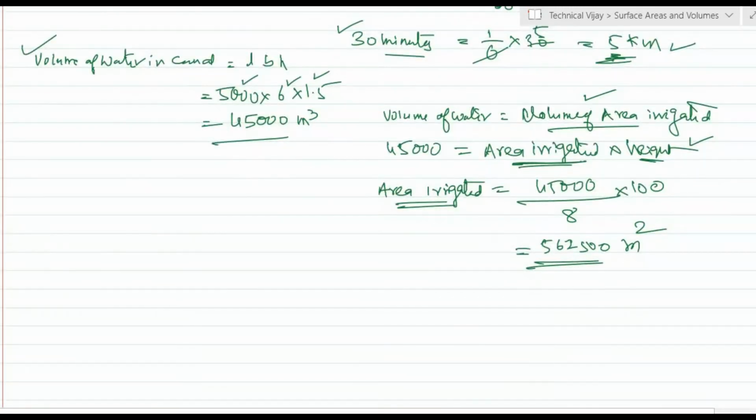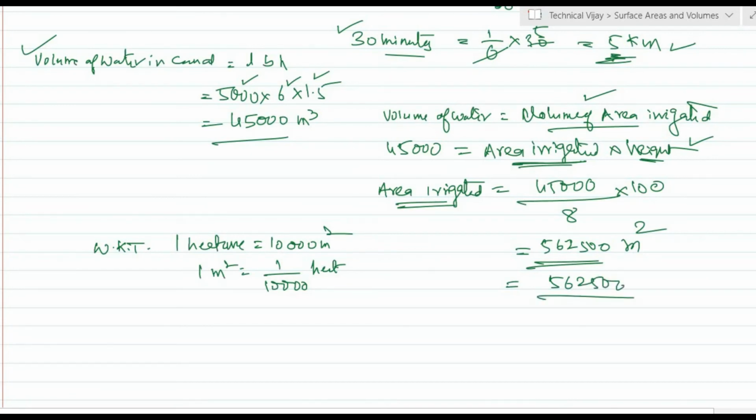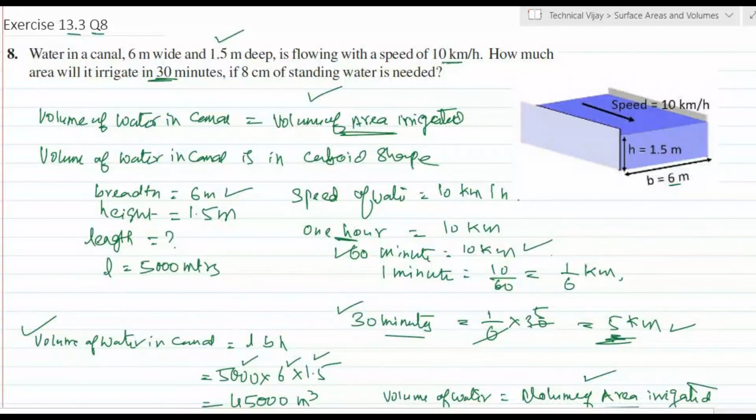So this can be converted into hectares. We know that 1 hectare is equal to 10,000 meter square. So 1 meter square is equal to 1 by 10,000 hectares. So this can be divided: 562,500 divided by 10,000, so that it comes into hectares. That is 56.25 hectares. 56.25 hectares of area has been irrigated. So this is the solution. We will go for the next one.